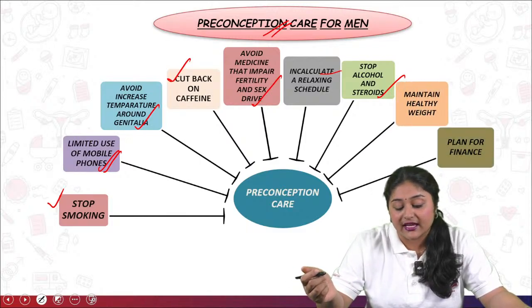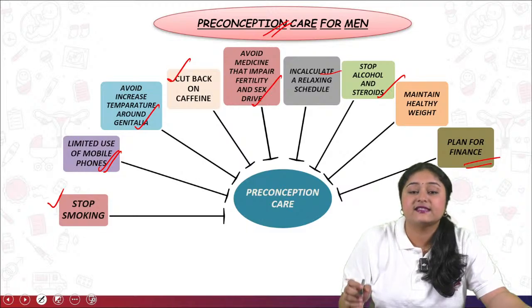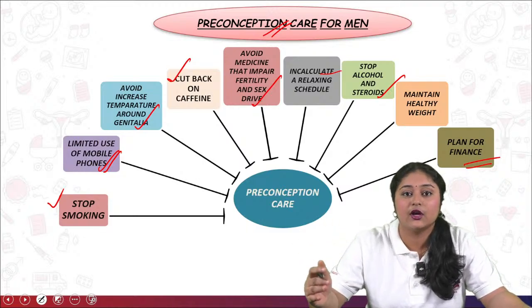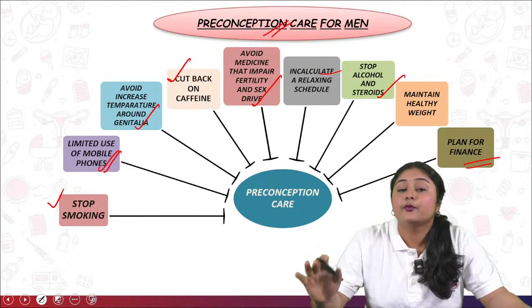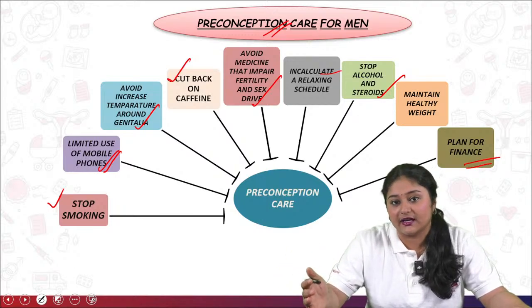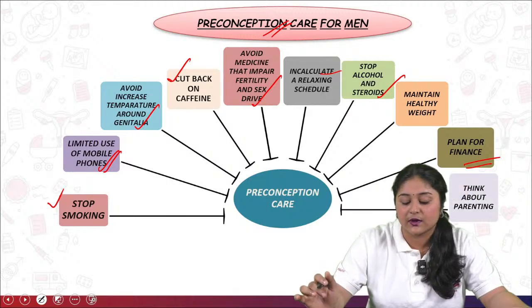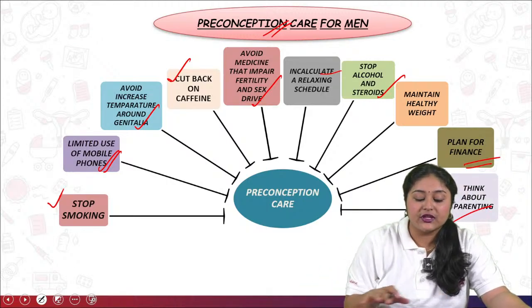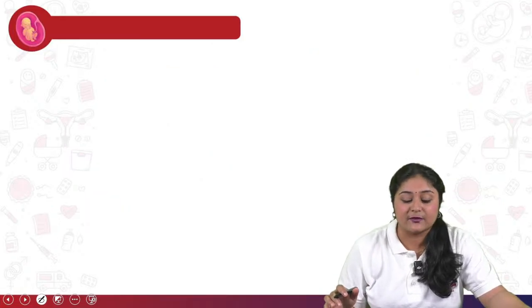Maintain a healthy weight. Next, plan for finance. Financially the father has to be stable, because after conceiving the pregnancy there are so many processes which need money. So that's why financial stability is one of the most important things. And last is to think about parenting. So these are all the preconception care steps for men.